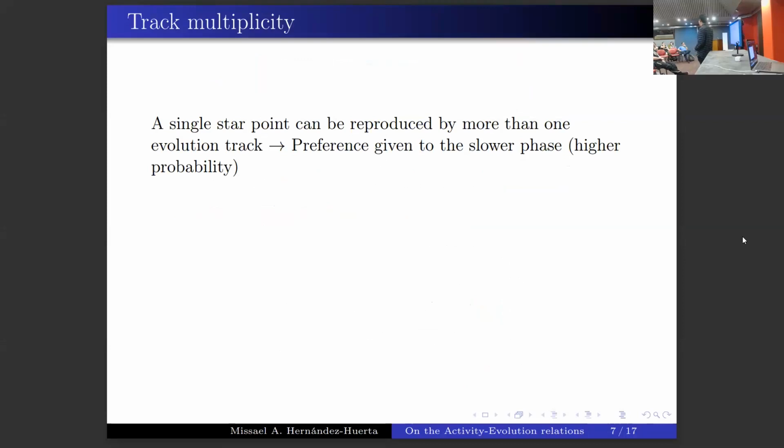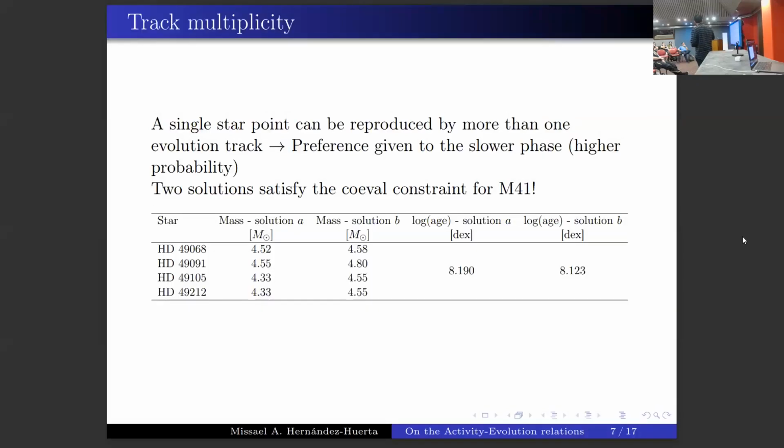Así que lo que hicimos fue darle preferencia a las etapas más lentamente vividas, es decir, aquellas que son más probables de observar. En el caso de las 4 estrellas de M41, podemos utilizar la restricción de la edad y asumir entonces que las trayectorias que reproduzcan las posiciones de estas 4 estrellas deben, si bien no solo empatar bien la masa, deben ser de la misma edad. Y eso es una restricción muy útil.